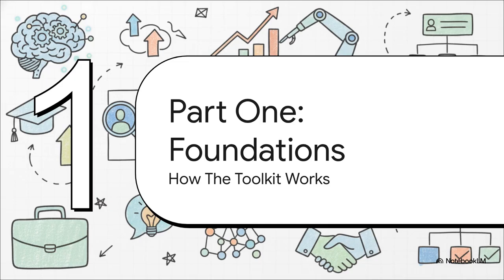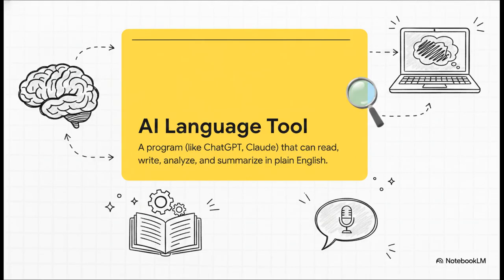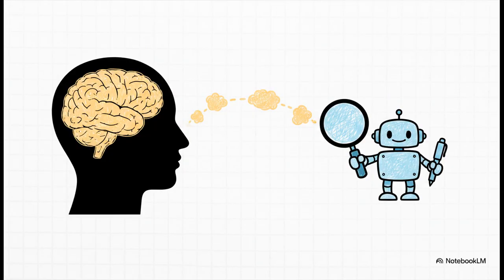So what is this toolkit and how does it all actually work? So you've definitely heard the names, right? ChatGPT, Claude, Gemini. These are what we call AI language tools. And really, all they are is programs trained on just enormous amounts of text. Because of that, they can read, they can write, analyze, summarize, and respond to your questions in plain English. That's the basic idea.